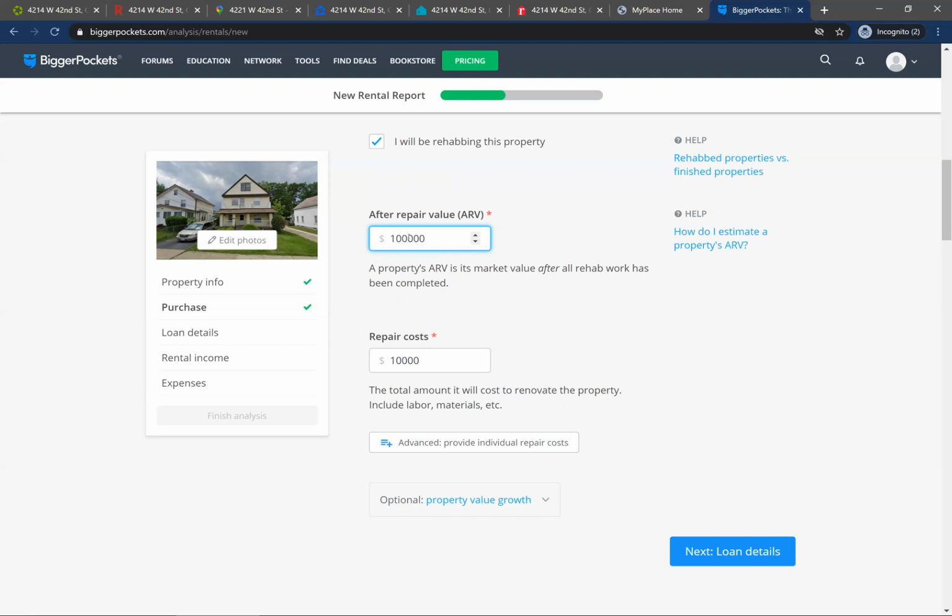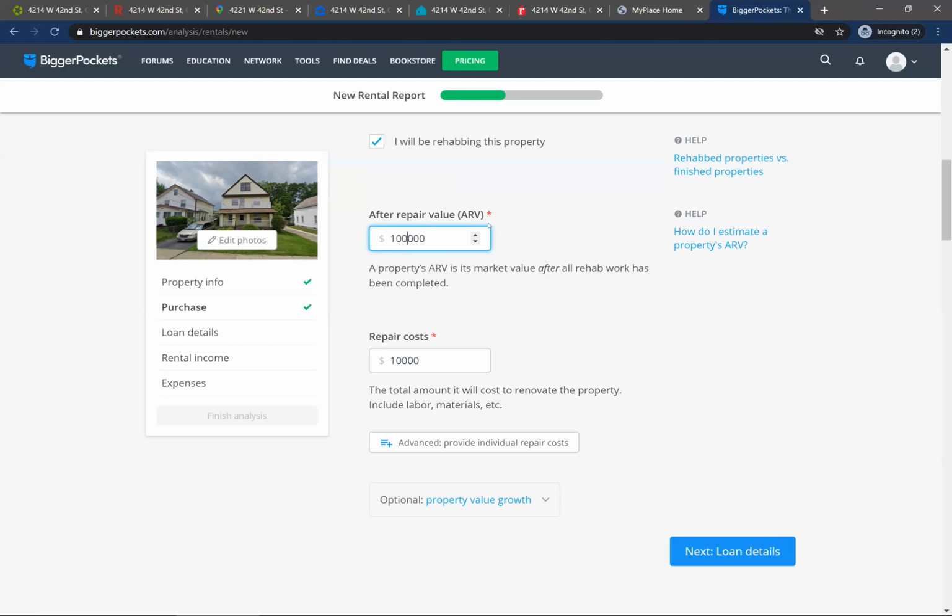So this comes with your experience, because based on the property picture and also the condition, you will be able to get a better idea of how we can estimate the renovation cost.